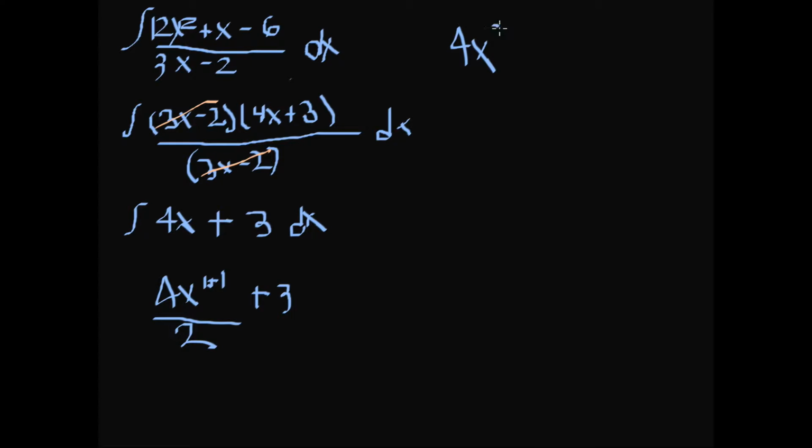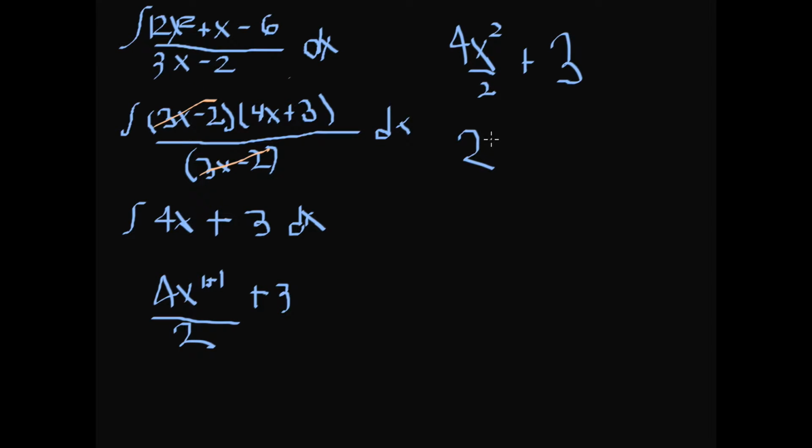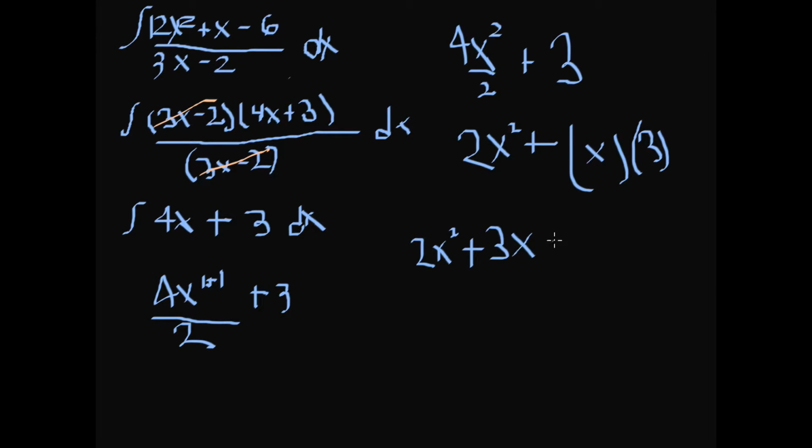Next thing we need to do is get the antiderivative by adding 1 to the power of the exponent and then putting that same number in the denominator. Then multiply number 3 times x and add a c, and that is our final answer.